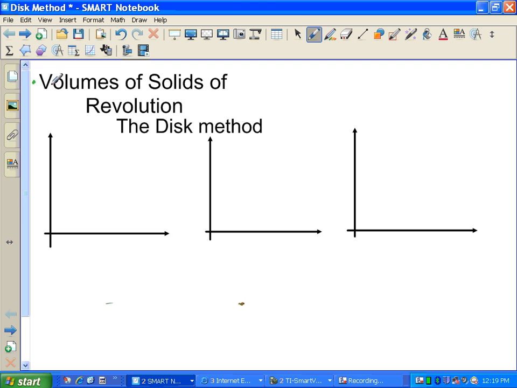So, the topic today is volumes of solids of revolution, and the particular portion that we're talking about is what's called the disk method. And the reason it's called the disk method will become clear fairly soon. So, what we're talking about is basically taking some sort of a plane shape, perhaps something like that, and spinning it about one of our axes. So perhaps about the x-axis in this case.